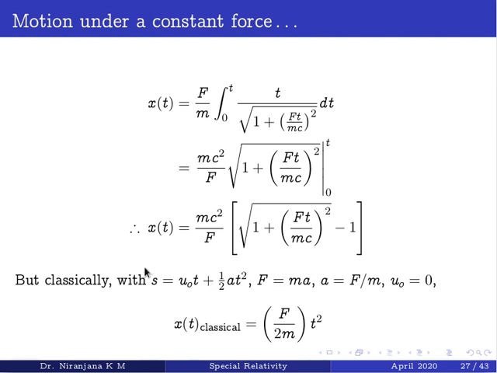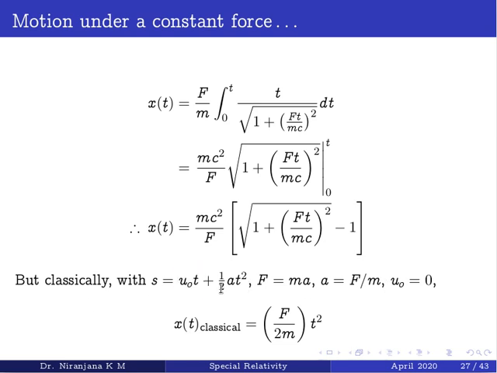And now, as a corollary to that, classically, what is the position of a particle subjected to a constant force? Classically, the formula for the position of a particle is s equals u₀t plus half at², where u₀ is the initial velocity, t is the time, and a is the acceleration. With Newton's law, F equals ma, for a constant force F you can take a equals F by m and substitute it here, and we took as the initial condition u₀ equals 0.